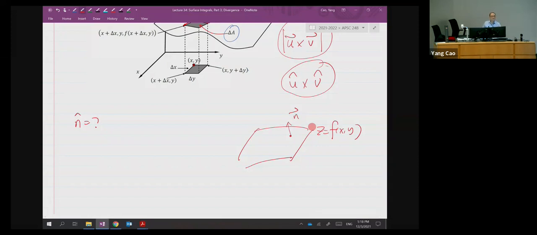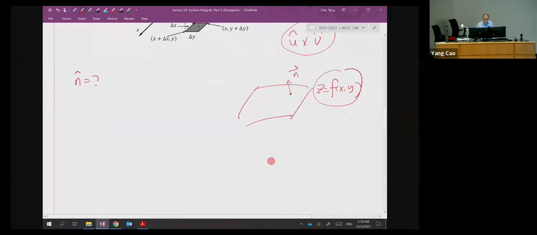Not that complicated. Actually, just one single word. Normal vector, yes, that's what I'm looking for. But what is a candidate for this normal vector? You have the surface here. Not k hat, not necessarily always k hat, right? It's a generic vector.